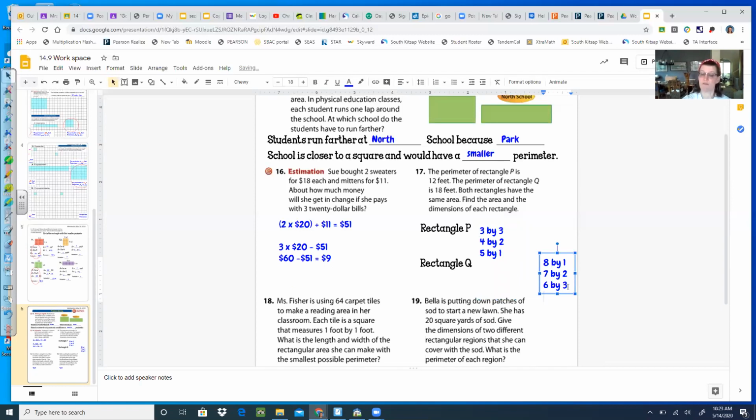Okay, we could have a 5 by 4. And then at that point, it's just reversed. The perimeter of rectangle P is 12. Okay, all of those work.